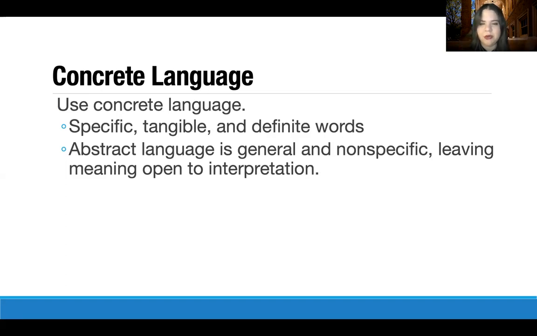Whereas abstract language, you may have some kind of idea of how it may be interpreted, but it doesn't have a set definition. For example, democracy, freedom, love, peace. You know in your mind that there are things that are supposed to symbolize those, but there's no kind of universal answer as to what those are. So just be aware of which of the two you're using and why, and if you need to switch them out.